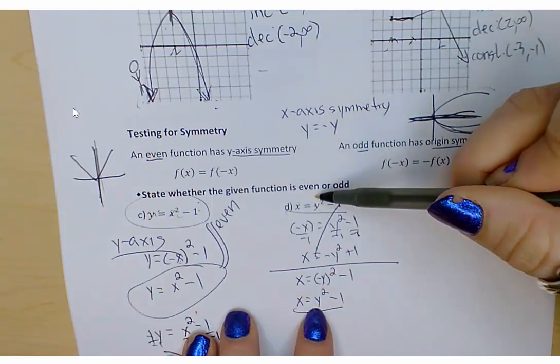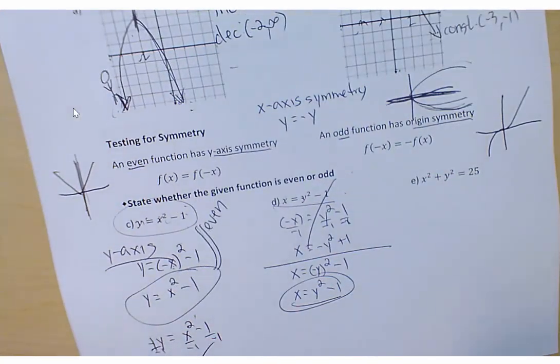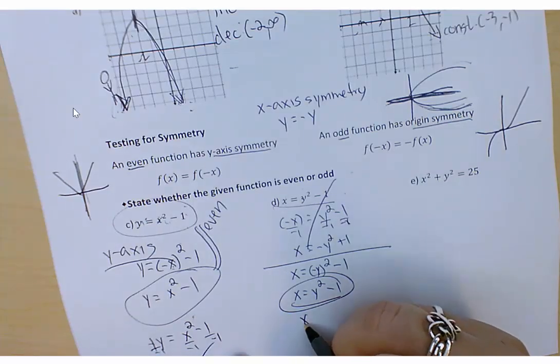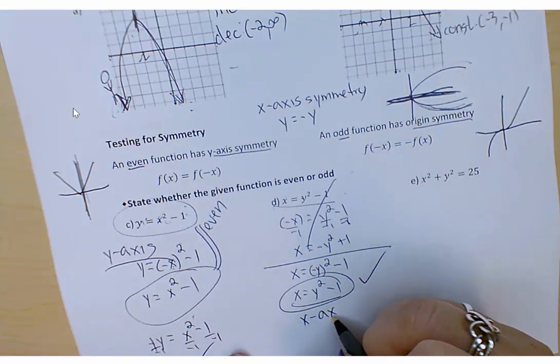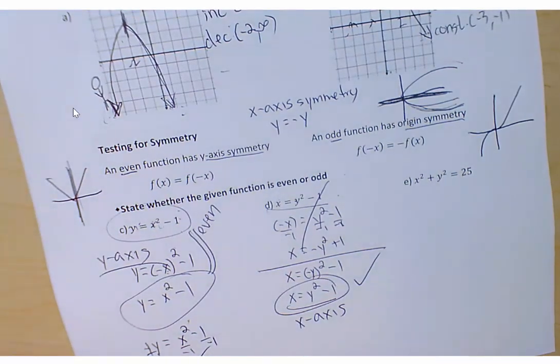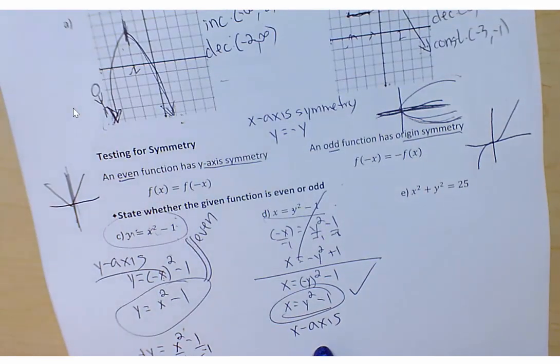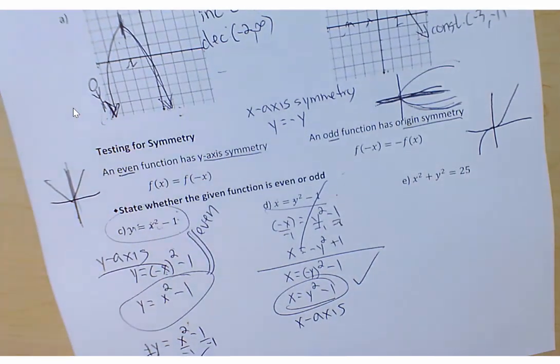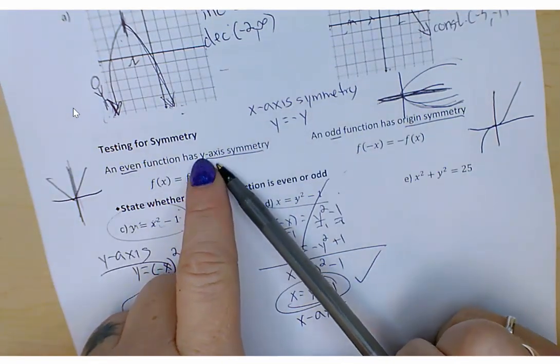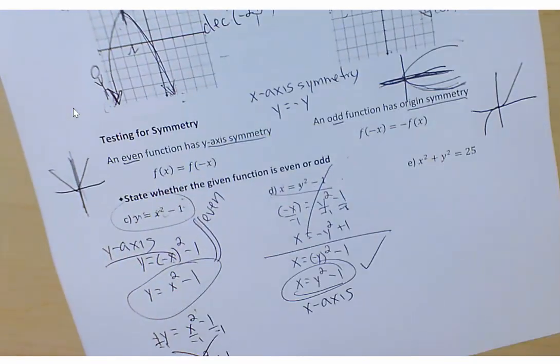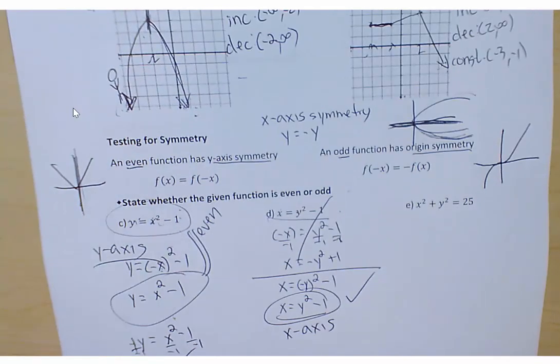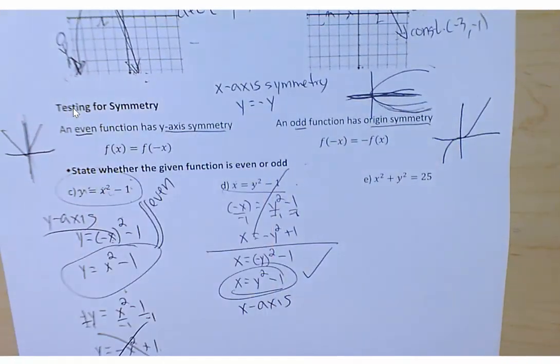X equals y squared minus 1. That is the same thing, which means yes, this does have x-axis symmetry. And it will only have x-axis symmetry. Origin will not work here. Again, for origin, it has to be a yes for y-axis and a yes for x-axis. Checking the last example here.